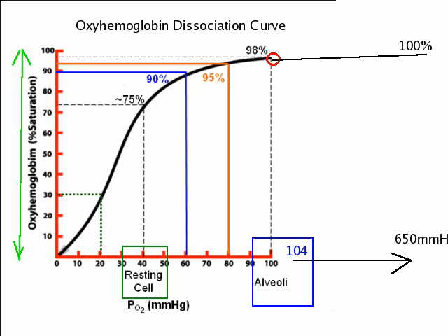All right. Let's take the second point. At 95% saturation, your alveolar pressure has dropped to 80 millimeters of mercury. At 90% saturation, your alveolar pressure is down to 60 millimeters of mercury, partial pressure for oxygen. It is in and around this area, right here.